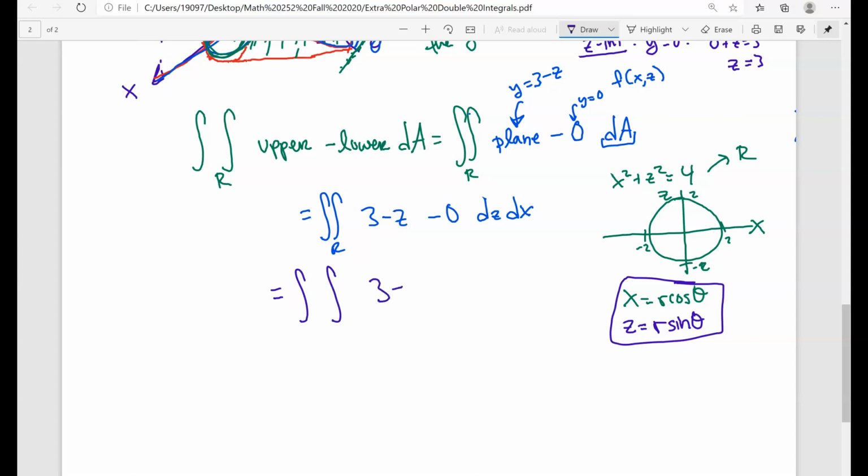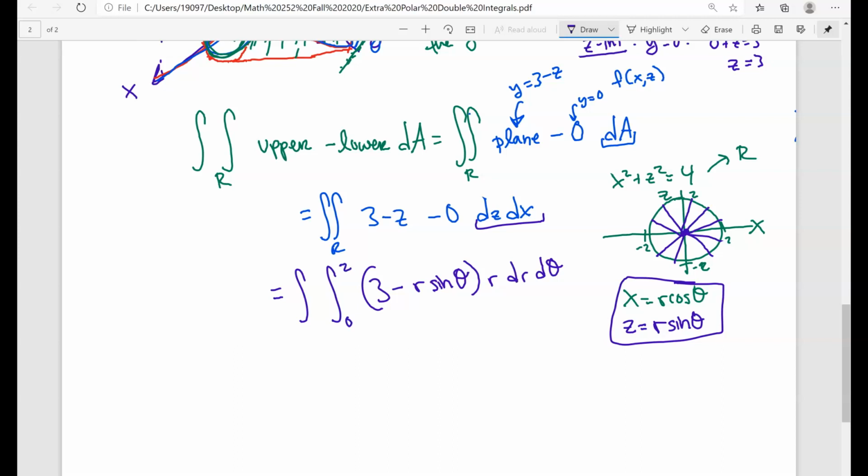This is going to be 3 minus z, which is r sine theta. My dz, or my dA, is going to be r dr d theta. Let me put this in parentheses. And now we've got to think about what r is. So r is going to be the distance from the pole all the way to whatever the shape is. In this case, this shape is just r equals 2, right? Because it has a circle of radius 2. So it goes from 0 to 2. That's going to be r.